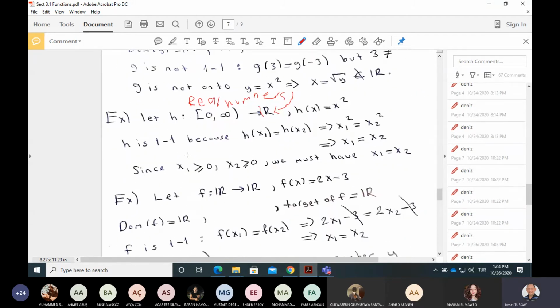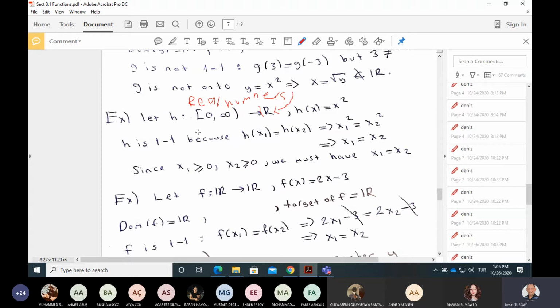What else do we have? We have more examples to understand the lesson better. Let h be from the closed interval 0 to infinity to real numbers. h of x is equal to x squared. h is 1-to-1. Because let's use this argument. h of x1 is equal to h of x2. Now this implies what? x1 squared is equal to x2 squared. And then from here you can say x1 is equal to x2.